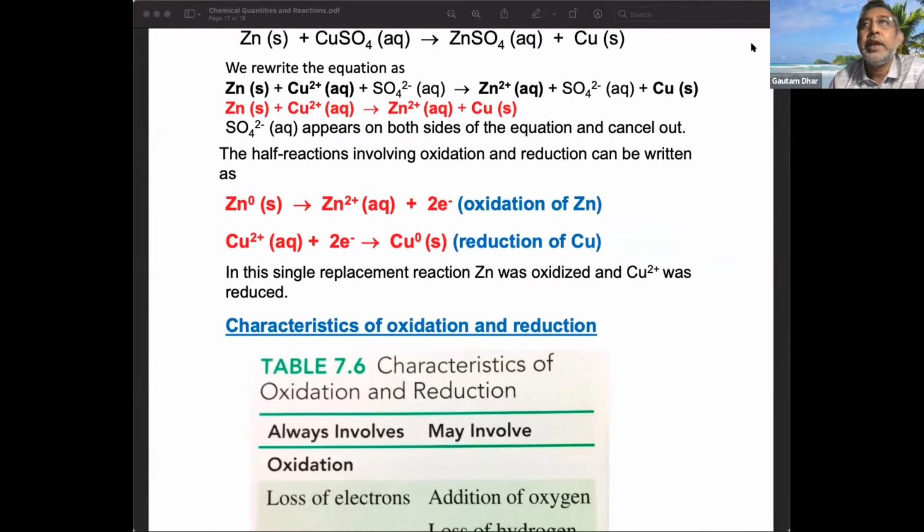So you can basically cancel out the sulfate, it is common. So what is happening is zinc 0 is becoming zinc 2 plus. I can see that here. And copper 2 plus is becoming copper 0.